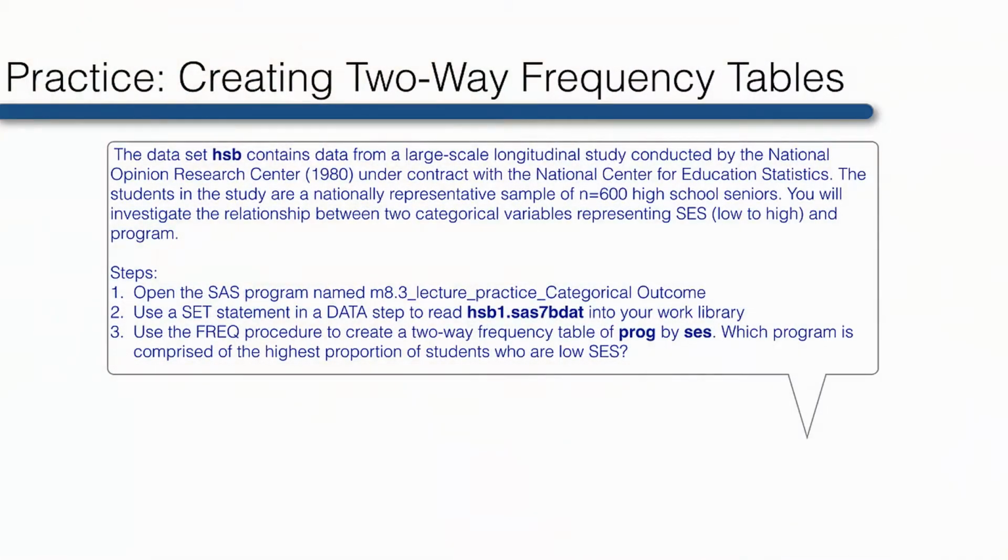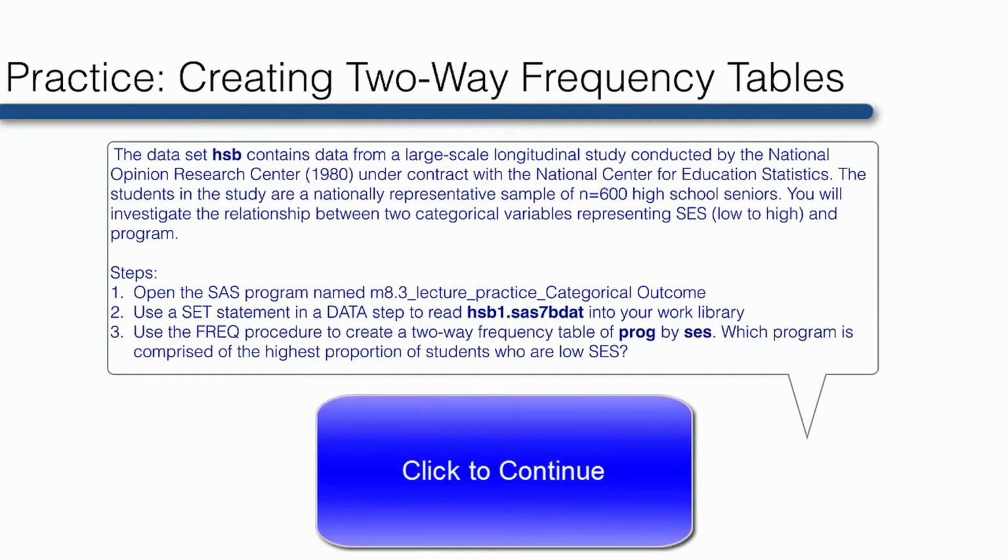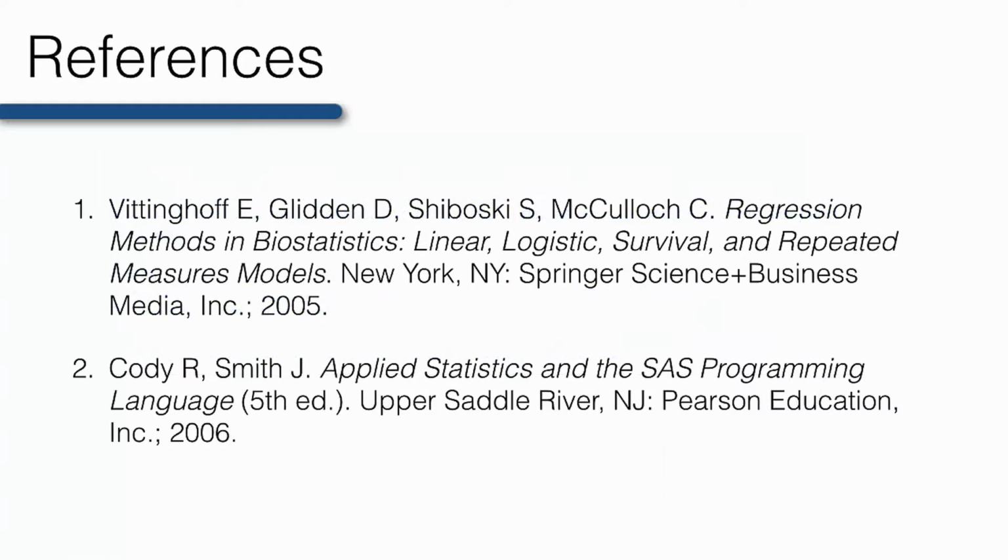Here's an opportunity for you to practice creating two-way frequency tables. In this module, we finished performing descriptive analysis. You now know how to estimate simple univariate statistics for continuous and categorical variables. You know how to do this using numerical and graphical methods, and you know some methods for describing basic relationships between variables of both types.